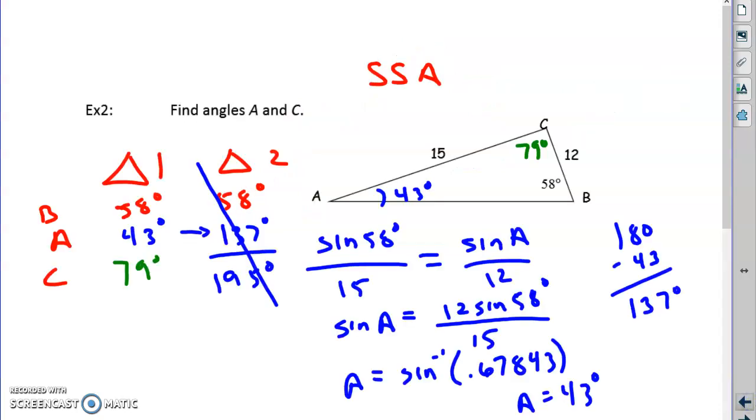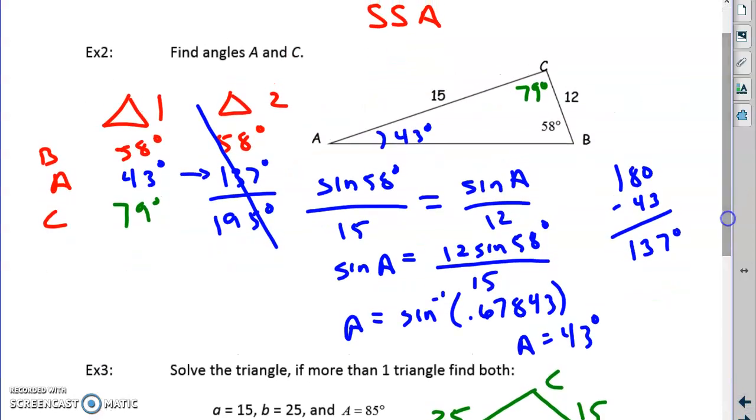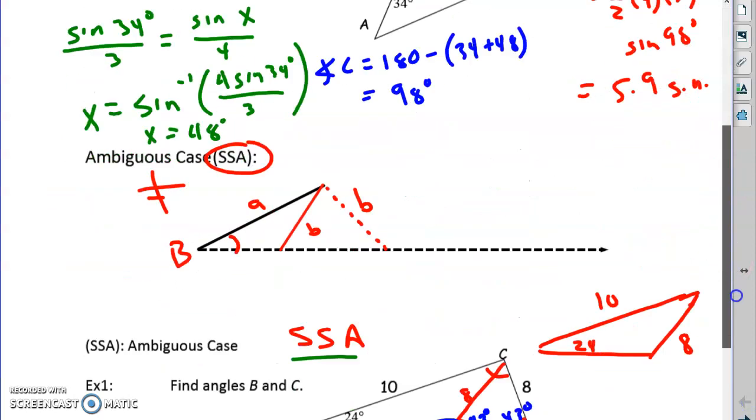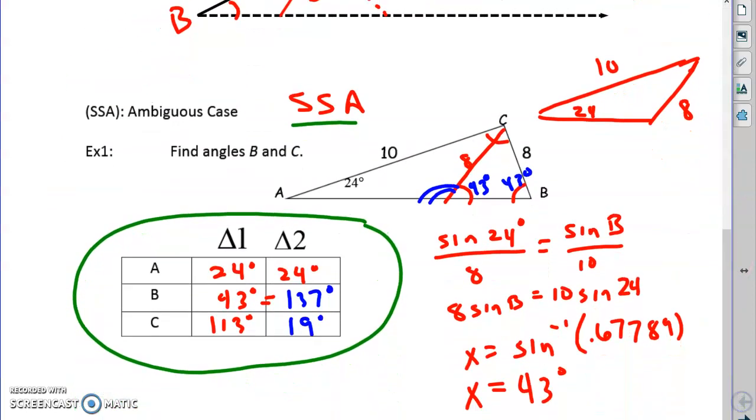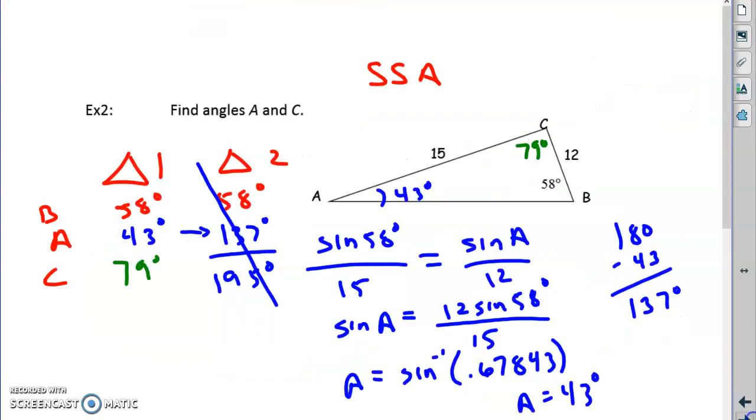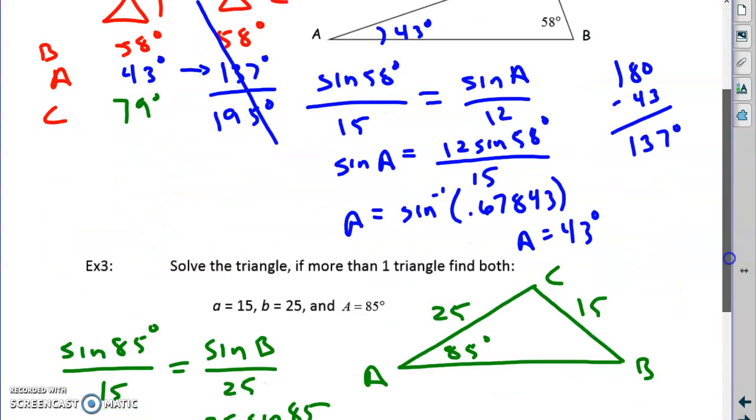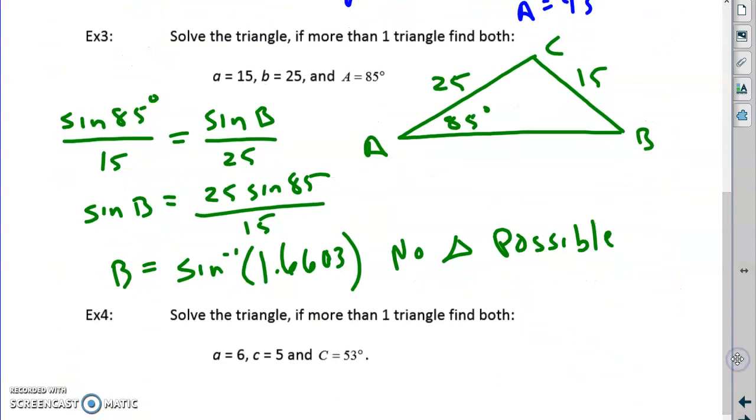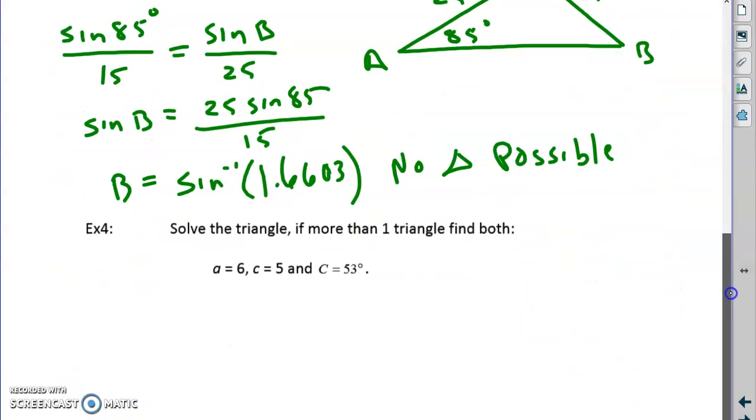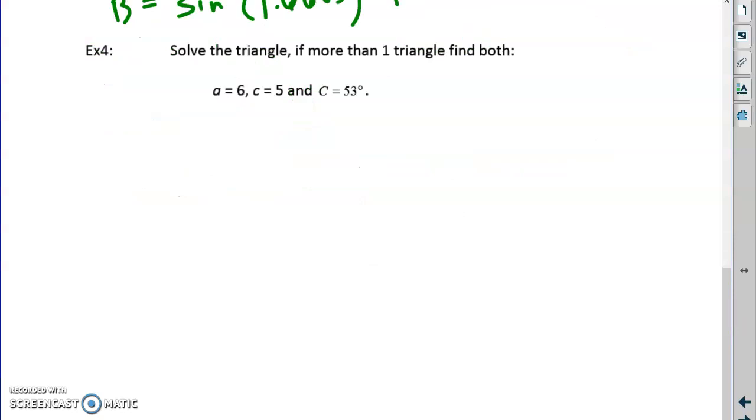So, in this ambiguous case, when given side-side-angle, there are 3 possibilities. There's a situation where you could have 2 different triangles possible, one triangle only, or no triangles. And we must test for each of those possibilities every time we're given the side-side-angle. Let's do one more. Draw it.